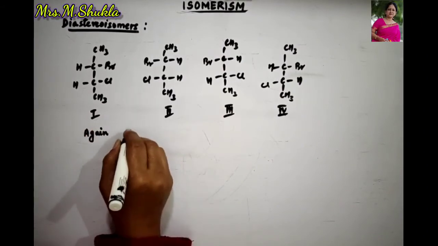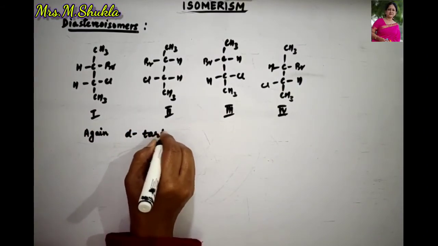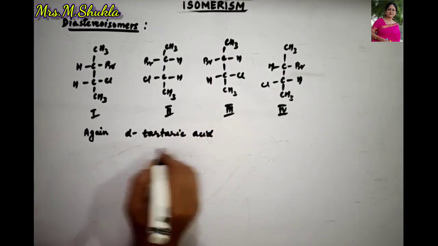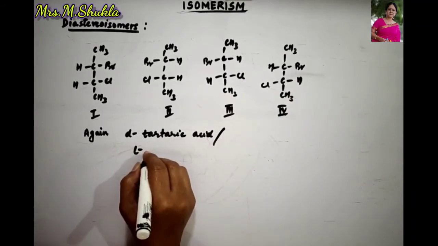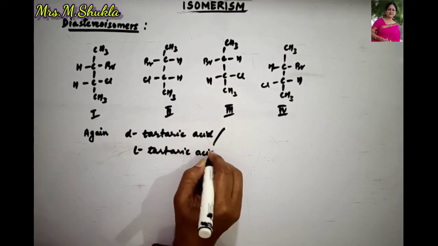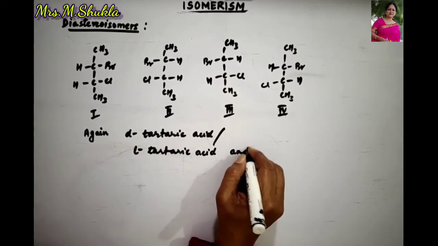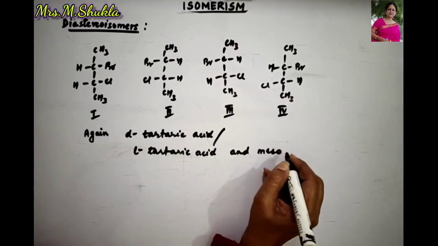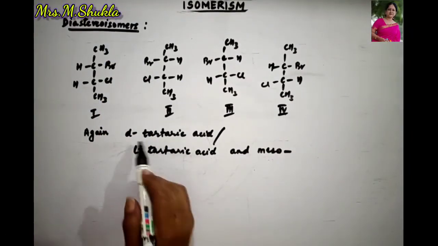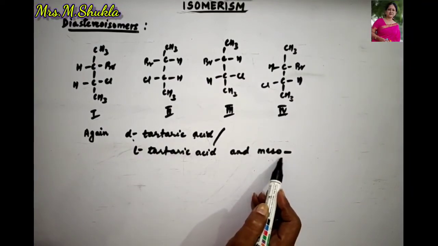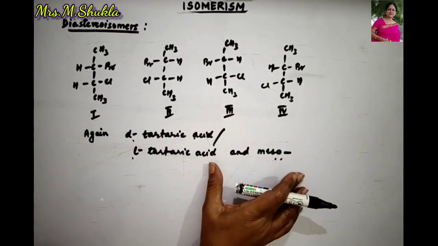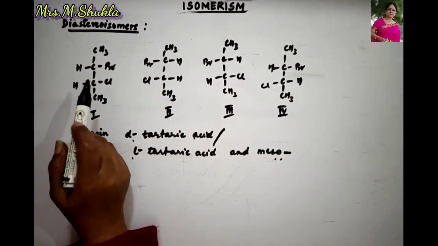Again, I have to tell you, D-tartaric acid or L-tartaric acid and meso tartaric acid, they are the diastereoisomers, either D-tartaric with meso or L-tartaric with meso. They are the diastereomers. So what are the characteristics of these diastereomers?